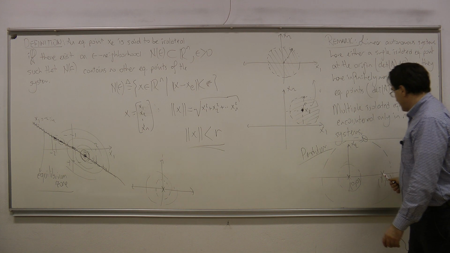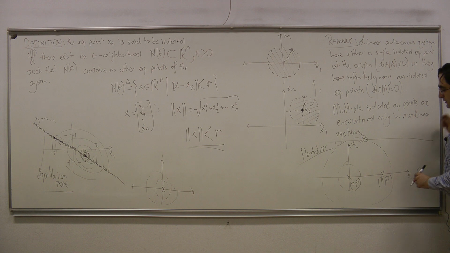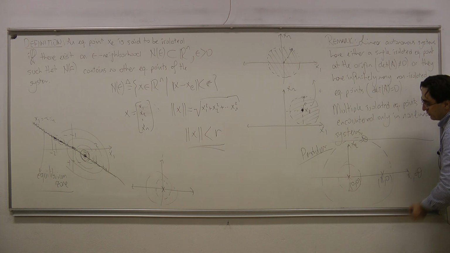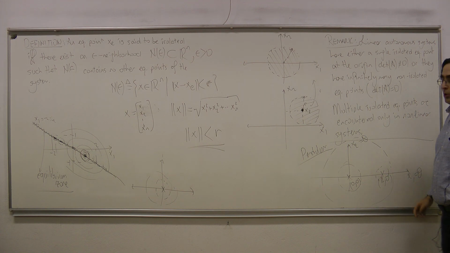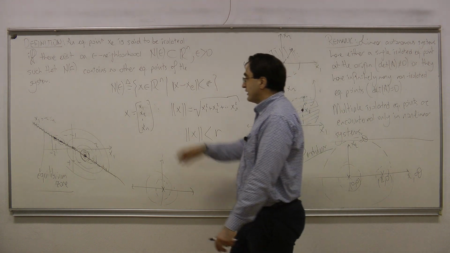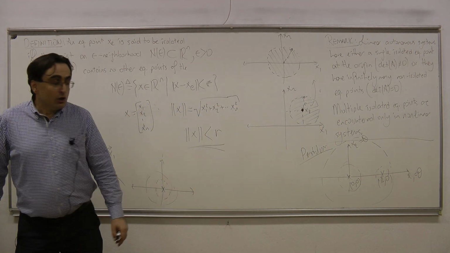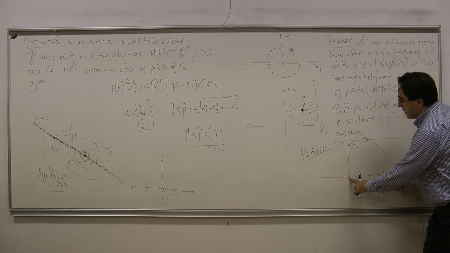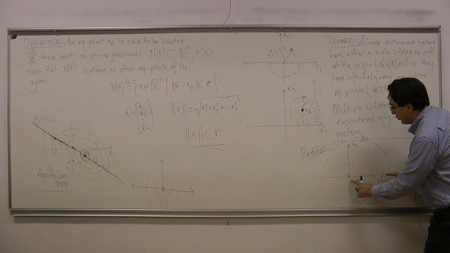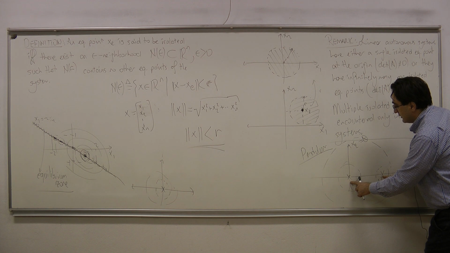Okay? What about this second one? Of course, if I choose my epsilon very large, the property would not be satisfied. But if I make my epsilon small, I can always find an epsilon ball around that equilibrium point which satisfies the property. Okay? So I see that for the pendulum system, I have two isolated equilibrium points. Both of them are isolated.